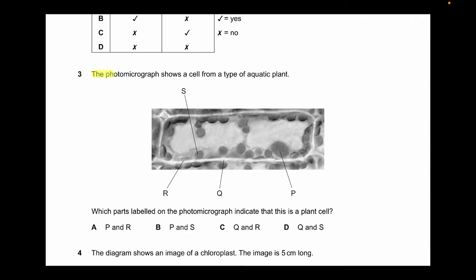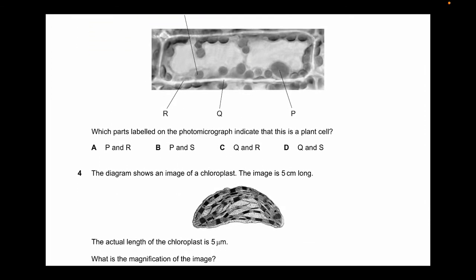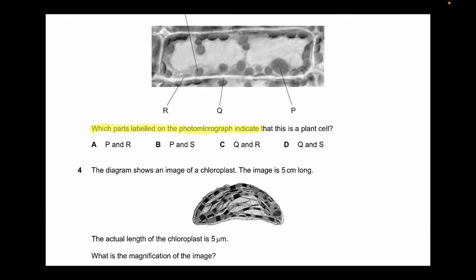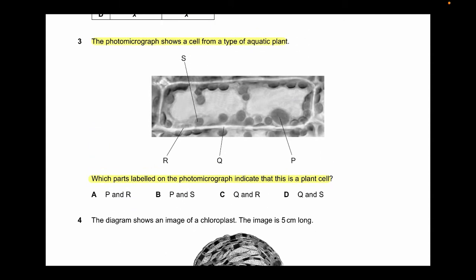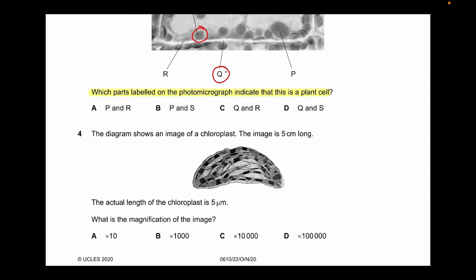The photomicrograph shows a cell from a type of aquatic plant. Which parts labeled on the photomicrograph indicate that this is a plant cell? A plant cell can be indicated by chloroplast. So as you can see, this is a chloroplast. So S is a chloroplast. And it can be indicated by cell wall. In this case, Q is the cell wall. So Q and S, option D is the correct answer.